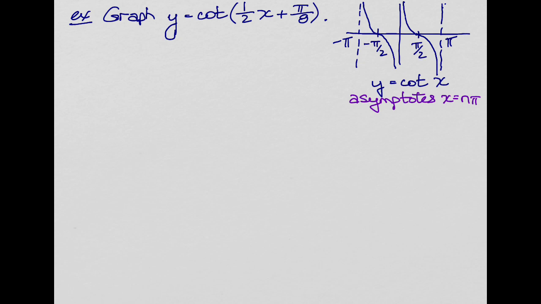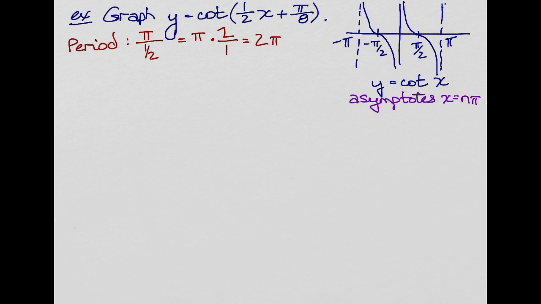So let's see, first thing that's going to happen is I have a change of period. I have a coefficient with the x, so we need to figure out the period of the new function. The period of just the cotangent function is pi, so I'm going to put that over the 1/2. Dividing fractions, I'm going to multiply by the reciprocal. So that's 2 over 1. So 2 pi. Period of my new function is 2 pi.